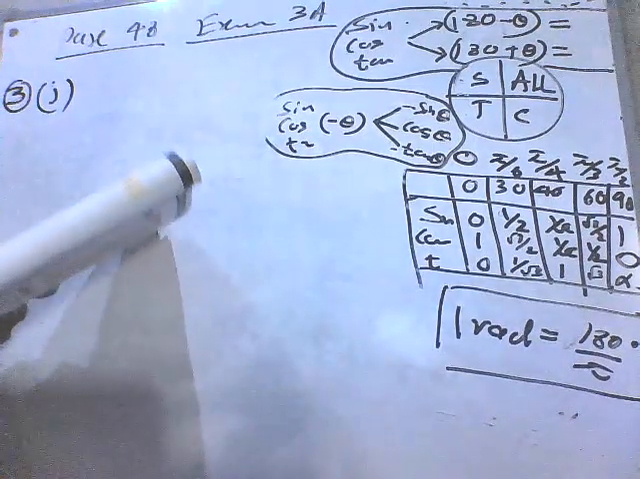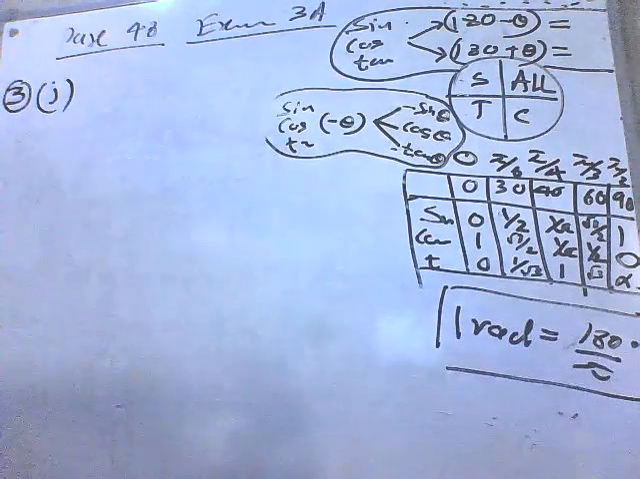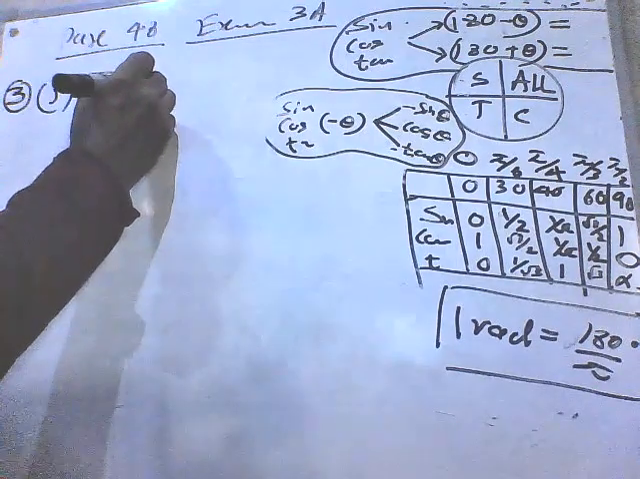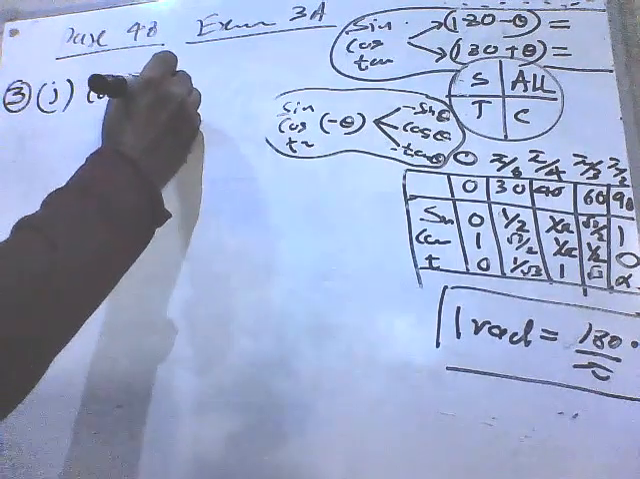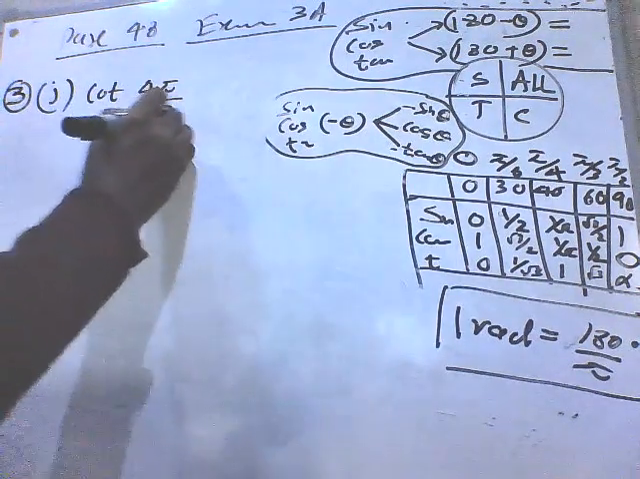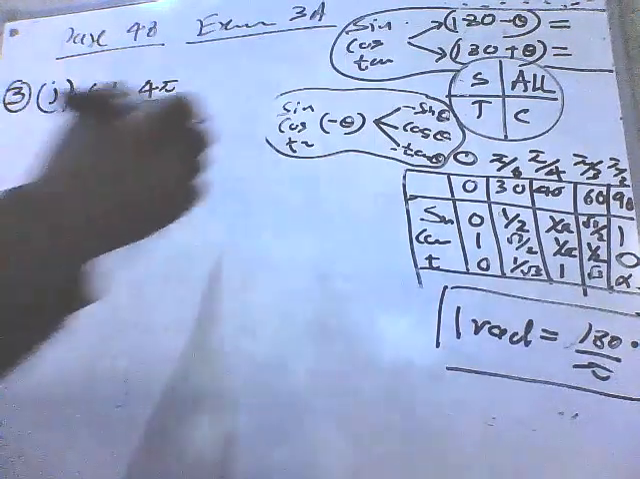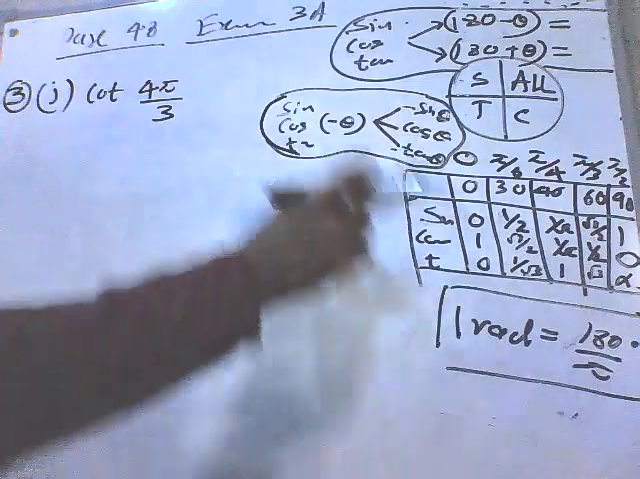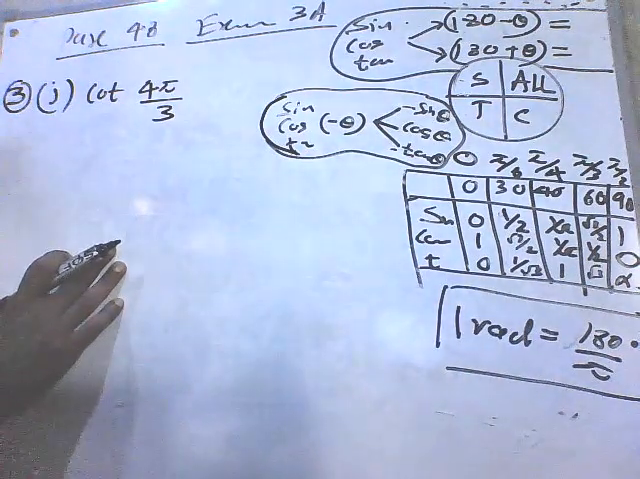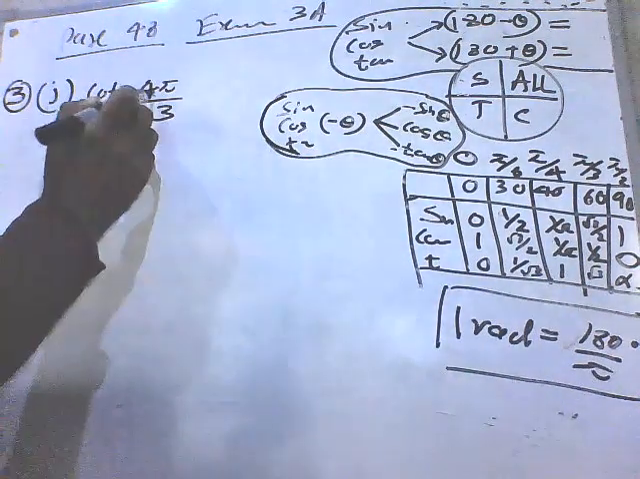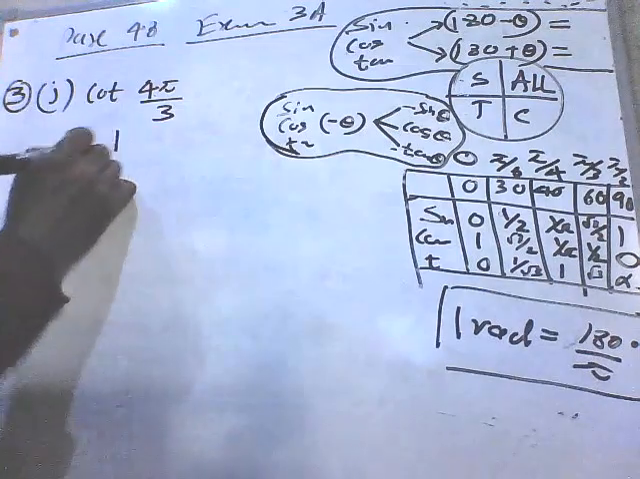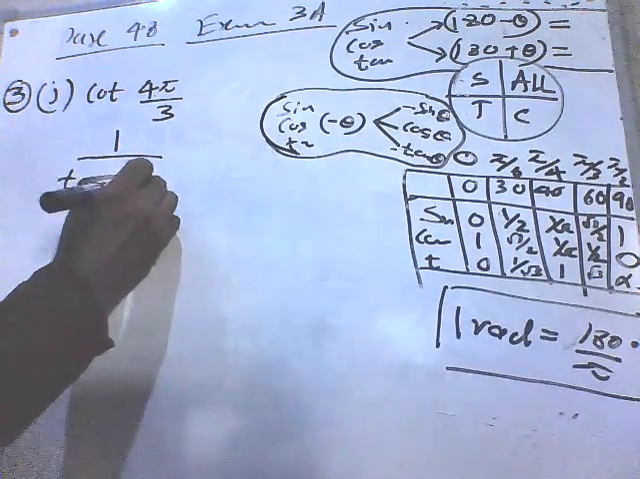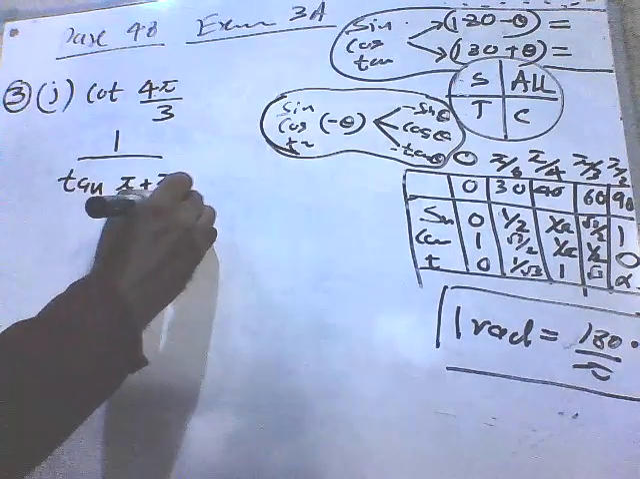Right, question 3 part J, it says cot 4 pi over 3. Since these are all exact values, somehow we have to relate this to them. So in this case we can find cot. First of all, we'll turn this into 1 over tan of pi plus pi over 3.